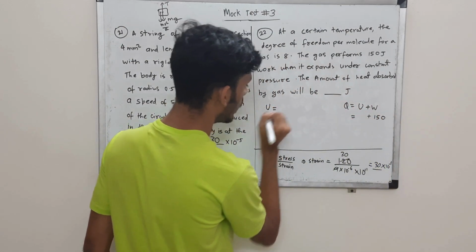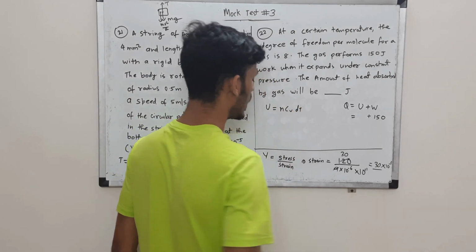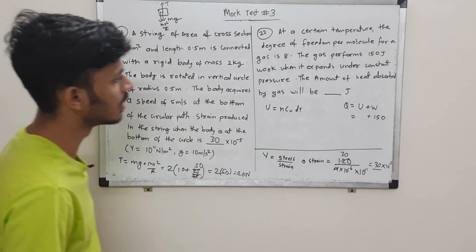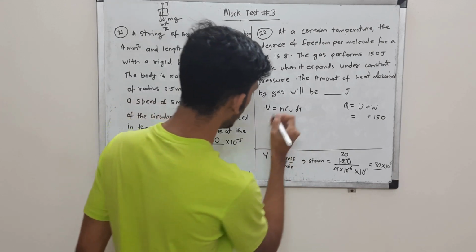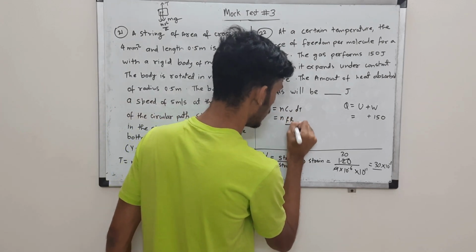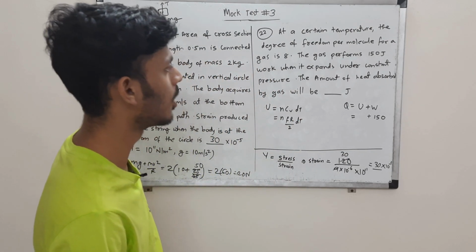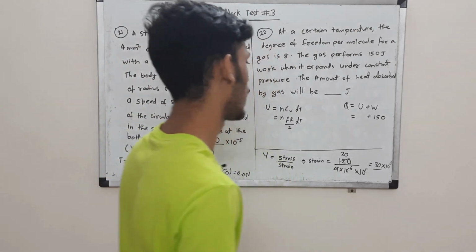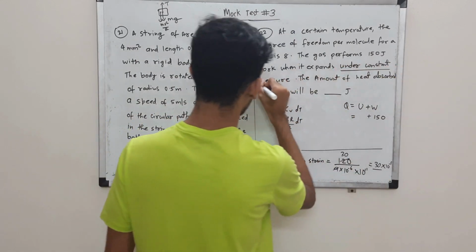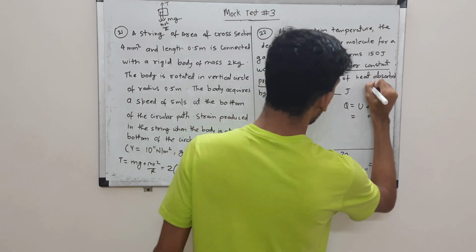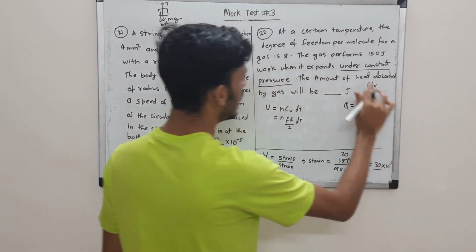Internal energy, we have used this formula previously, it is n Cv delta T. Cv you can also write as fR by 2; previously also we did the same thing. The problem is we don't know anything about the temperature change happening here. But we know that the gas is performing the work under constant pressure. So under constant pressure the work is P dV, or pressure into delta V microscopically.